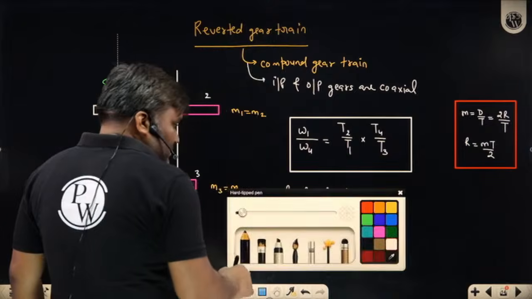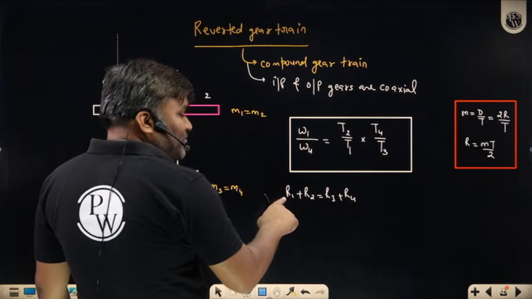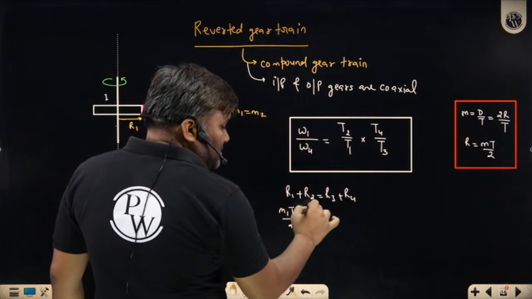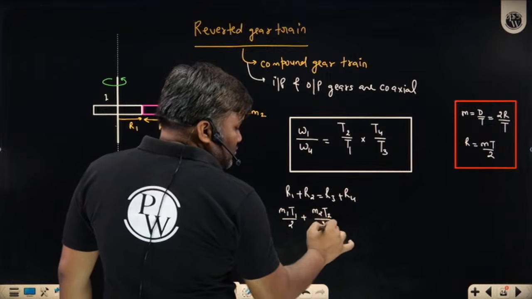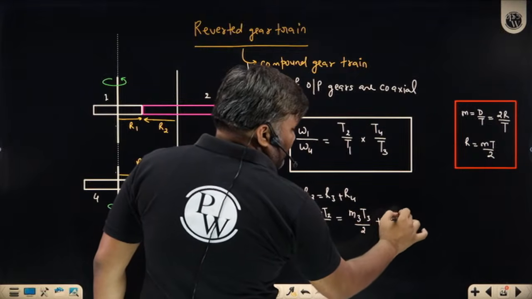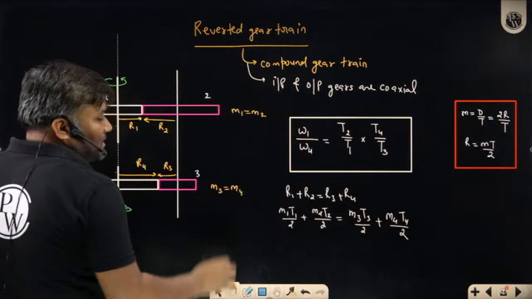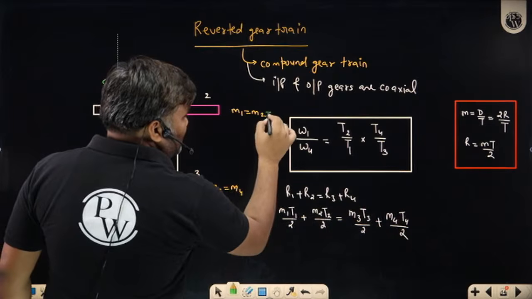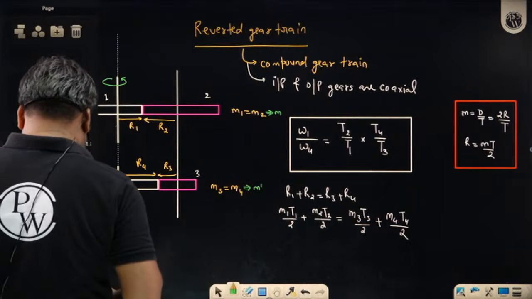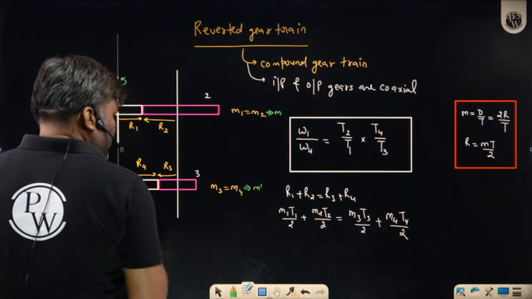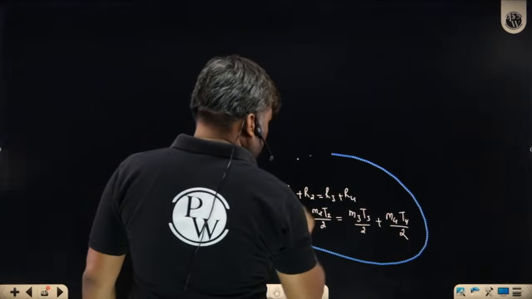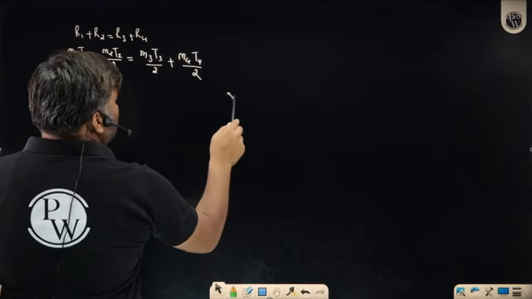Can I simply write radius r1 as m1 t1 by 2, m1 t1 by 2 plus m2 t2 by 2 will be same as m3 t3 by 2 plus m4 t4 by 2. Sir, m1 m2 is same. Let us suppose this value is m, and m3 m4 I am saying as m dash. Let me write this a little bigger. So you have got some radius correlation.